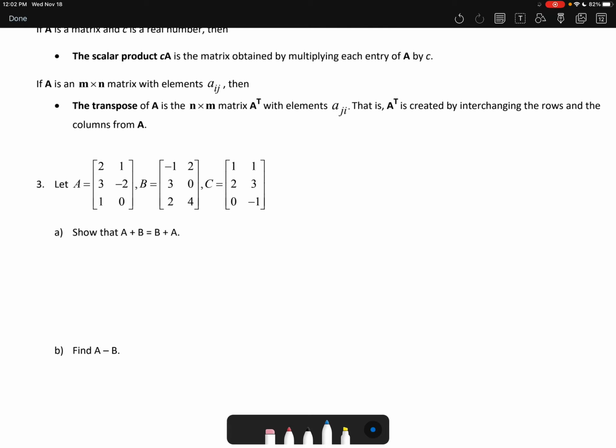Okay, so let's dive into a few examples here. We've got matrices A, B, and C, and our first goal here is to show that A plus B equals B plus A. So let's show that that commutative property holds. Okay, so we're first going to do A plus B. This means to take matrix A, 2, 1, 3, negative 2, 1, and 0, and add that to matrix B.